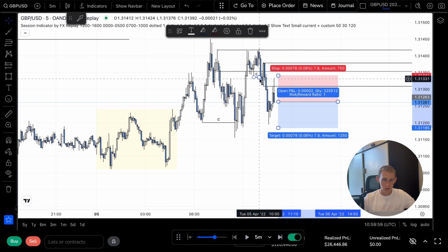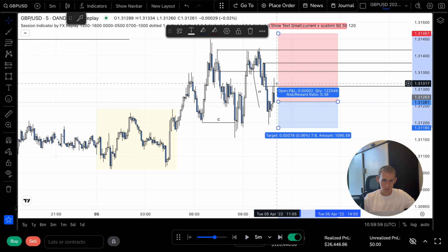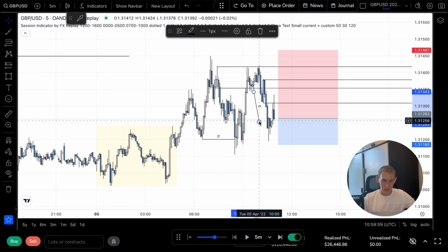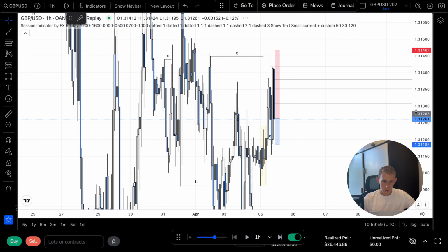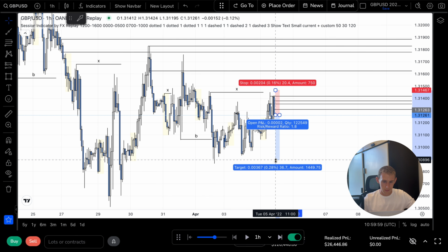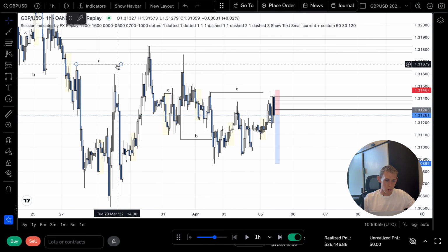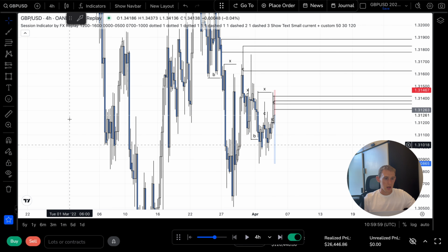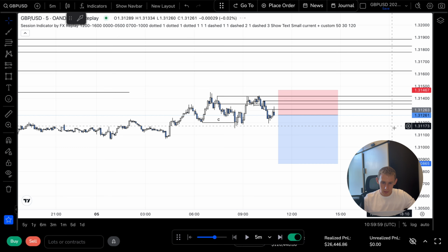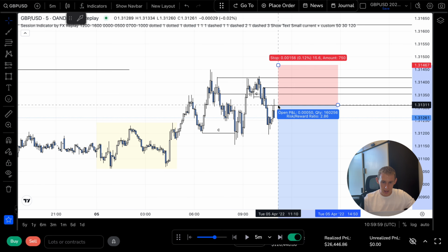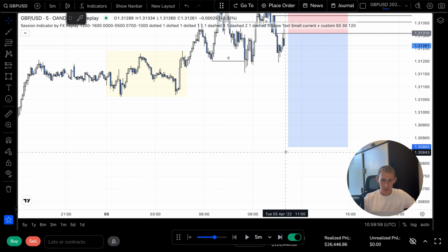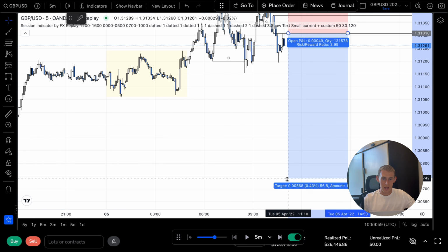Can we get a decent entry from this? 20 pip stop. Let's have a look. Where would we need to target? So I'm not really liking the risk to reward on this one. What I'm going to do instead is I'm going to wait for a retracement into this area of supply and just have slightly bigger stop and go for our 1 to 3 again. So let's see if price retraces for us in this case.